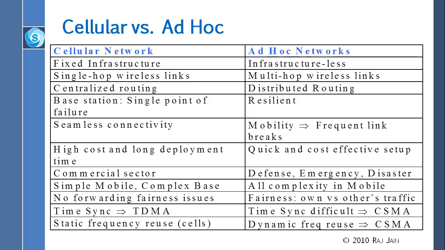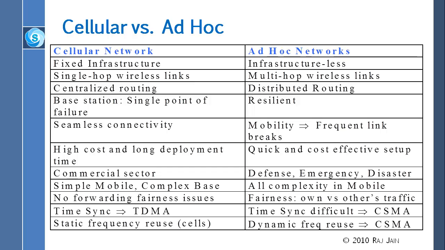Most of the cellular networks are single hop. You go from the mobile stations to the base station, and so that is one hop, or from base station to the mobile station. In the case of ad hoc networks, when you go from A to B, you might go through several wireless hops. So this is a multi-hop network.